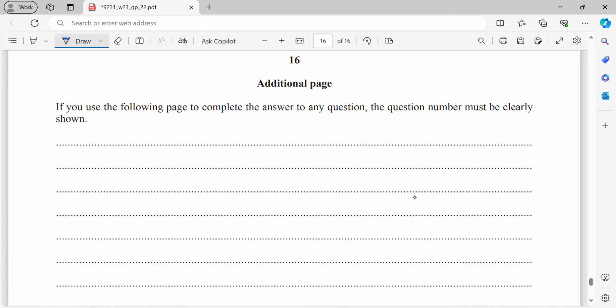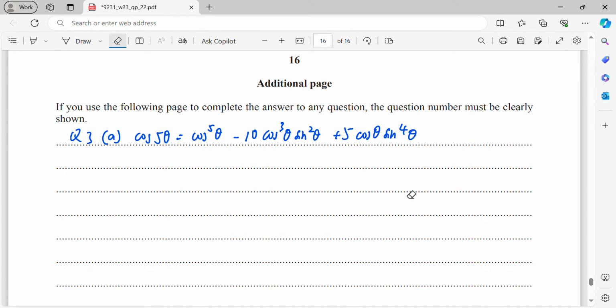Right, so this is question 3a. So I will rewrite my cos 5 theta is basically just now was cos^5 theta minus 10 cos^3 theta sine squared, then plus 5 cos theta sine^4. And now I need to change everything to cos theta.